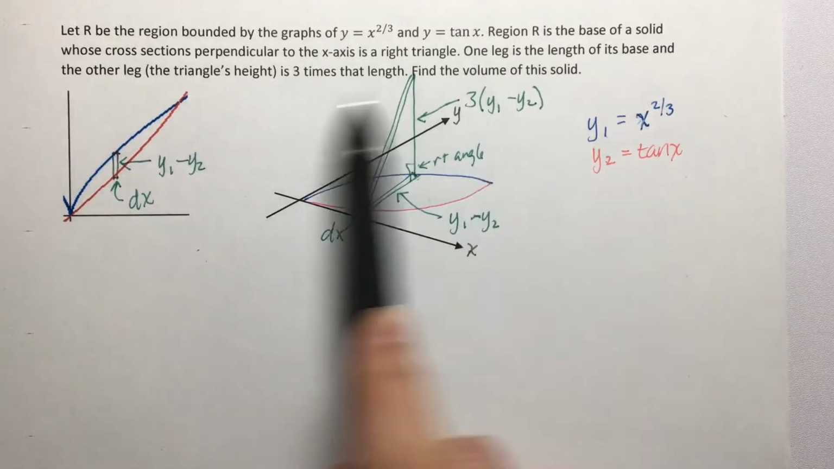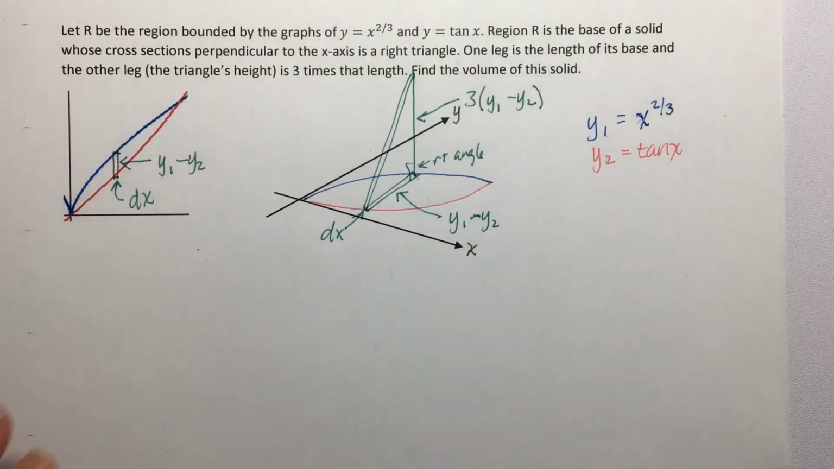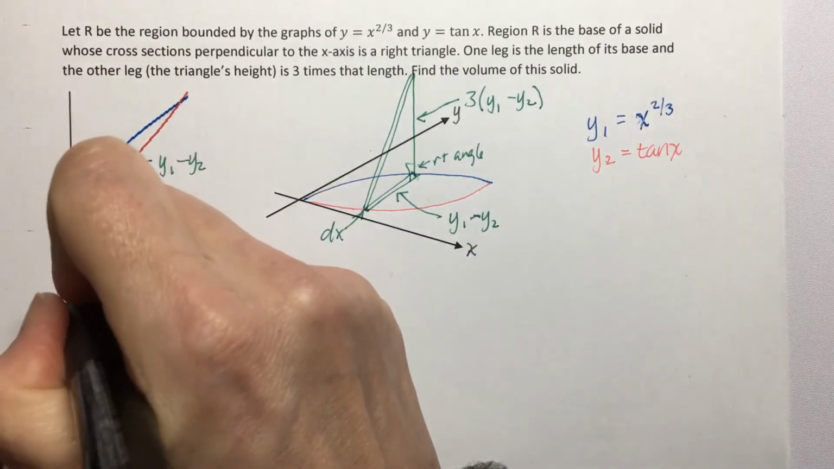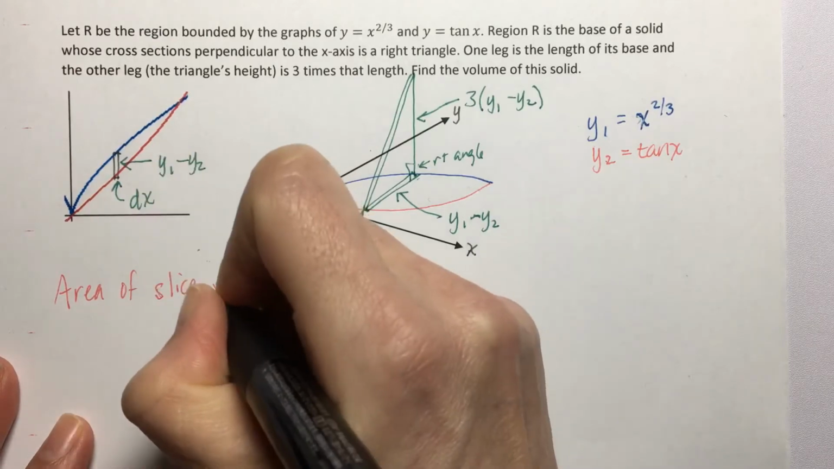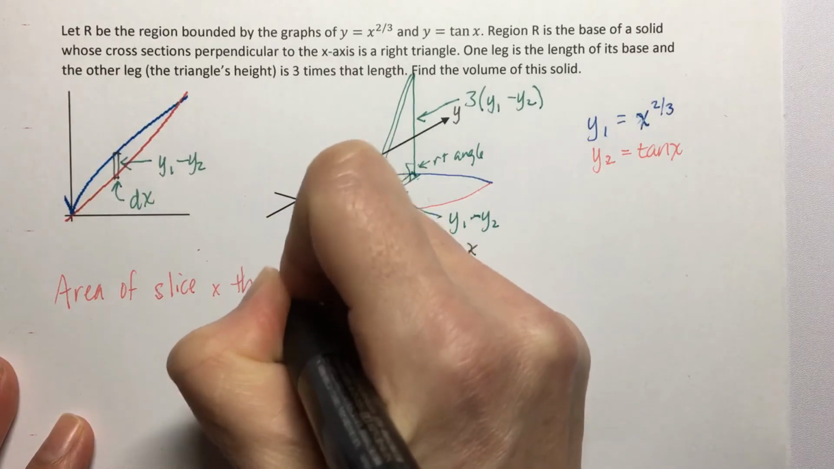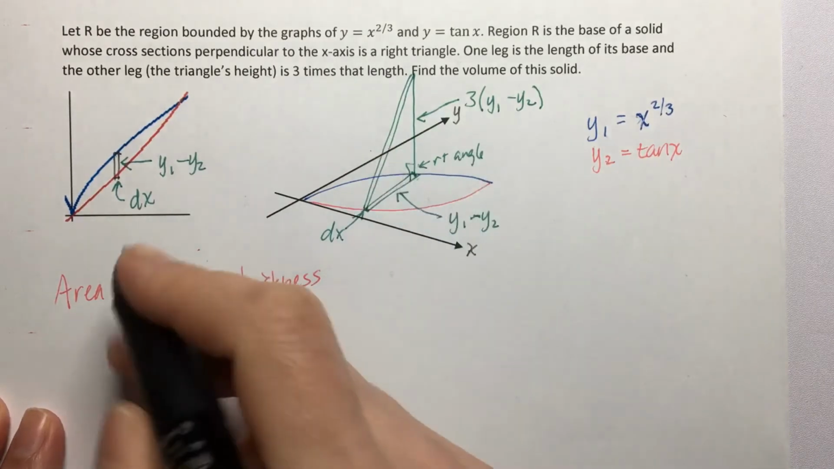So now I've set things up with some things labeled. Now remember, every time we're doing this, we have one technique, and that is this: area of the slice times the thickness. So when we look at this, we're like, oh, it's a right triangle, 1/2 base times height.